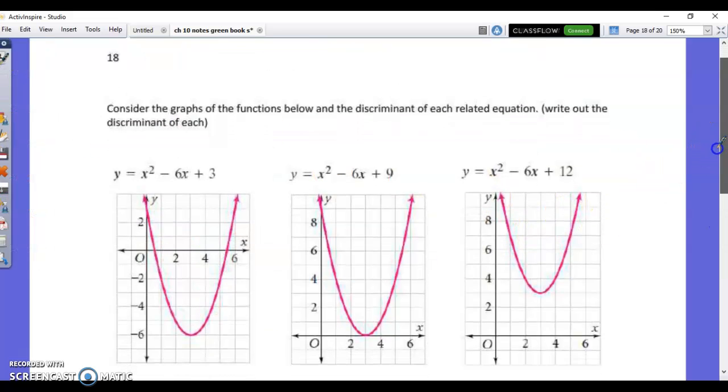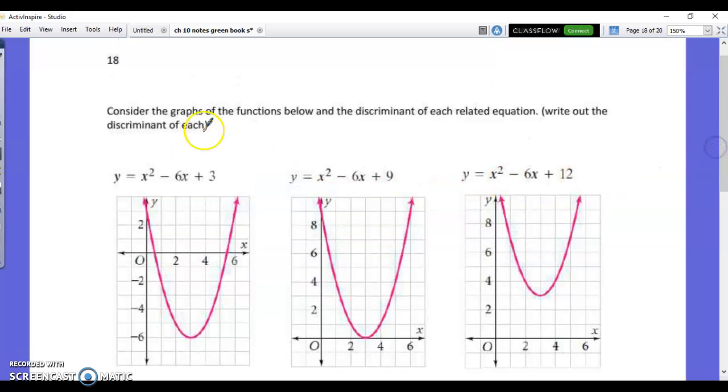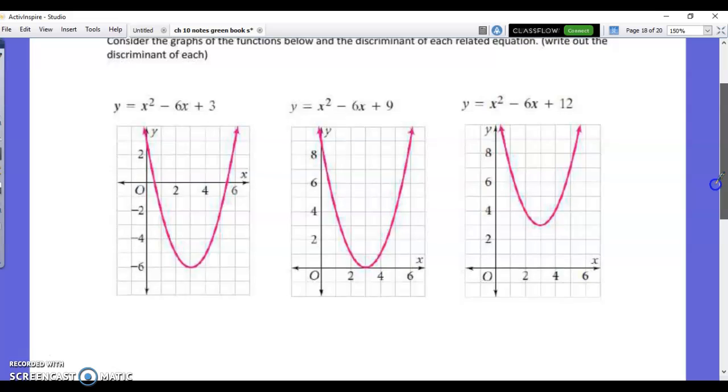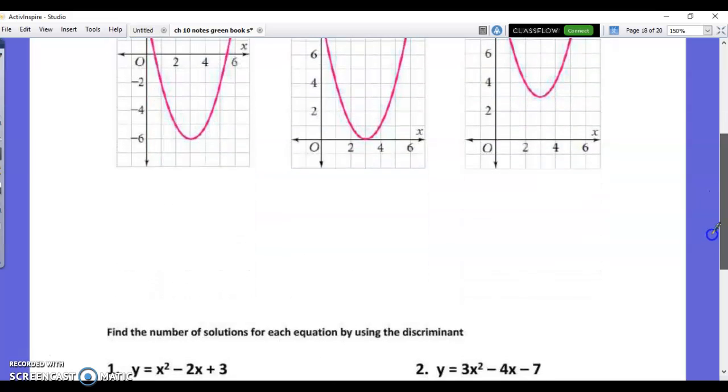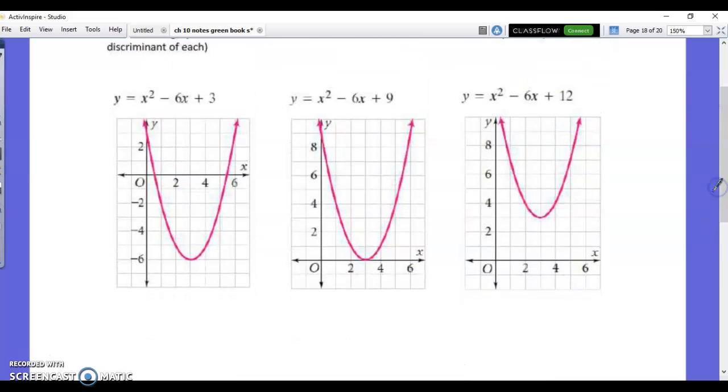All right, so here's a sample question. Consider the graphs of functions below and the discriminant of each related equation. Write out the discriminant of each. So we just need to see which one, if we use the discriminant, b squared minus 4ac, will come out as positive or negative.